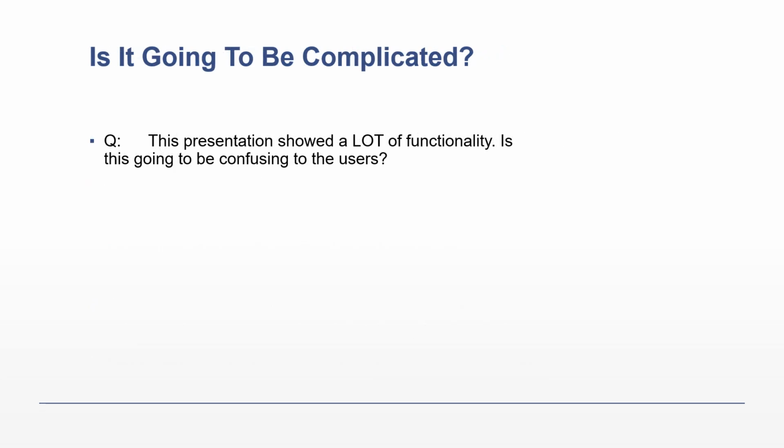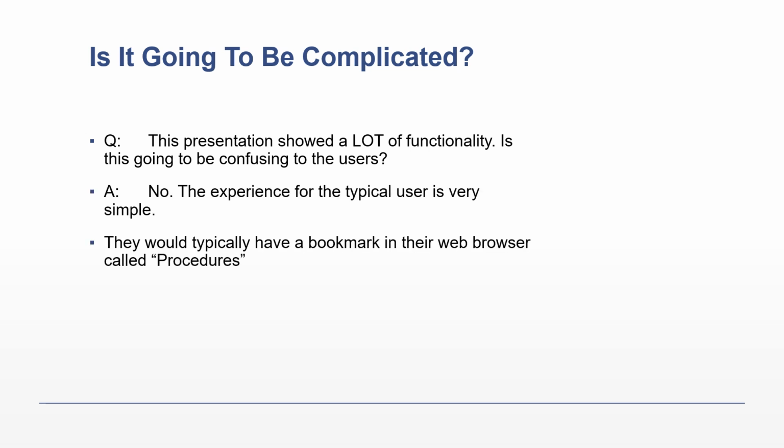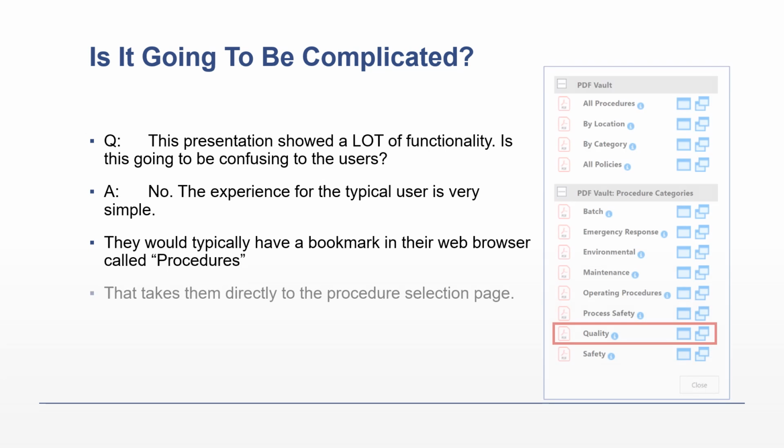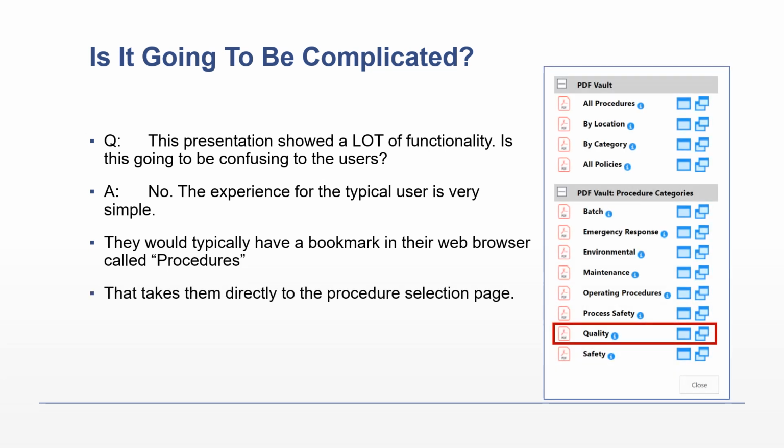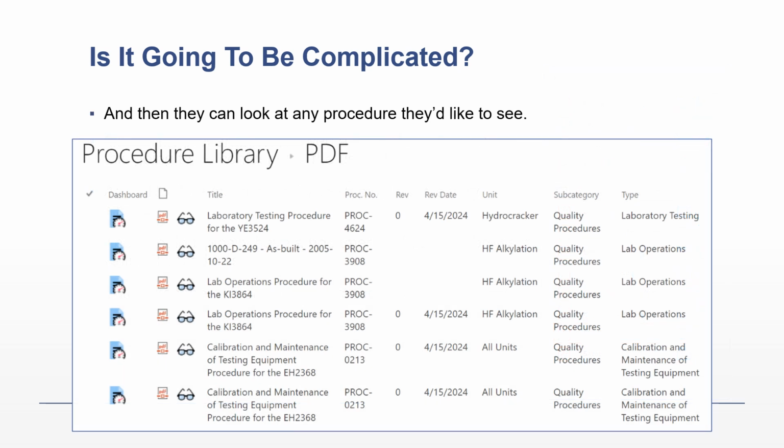Question. This presentation showed a lot of functionality. Is this going to be confusing to the users? Answer. No. The experience for the typical user is very simple. They would typically have a bookmark in their web browser called Procedures. That takes them directly to the procedure selection page. There they can select whatever type of procedure they want. FACILEX automatically filters the list of procedures to just the ones the user is interested in, in this case, quality procedures. The user can look at any procedure they want by clicking the glasses icon. So once you're in the procedures application, it's only 2 clicks to get to the right document.